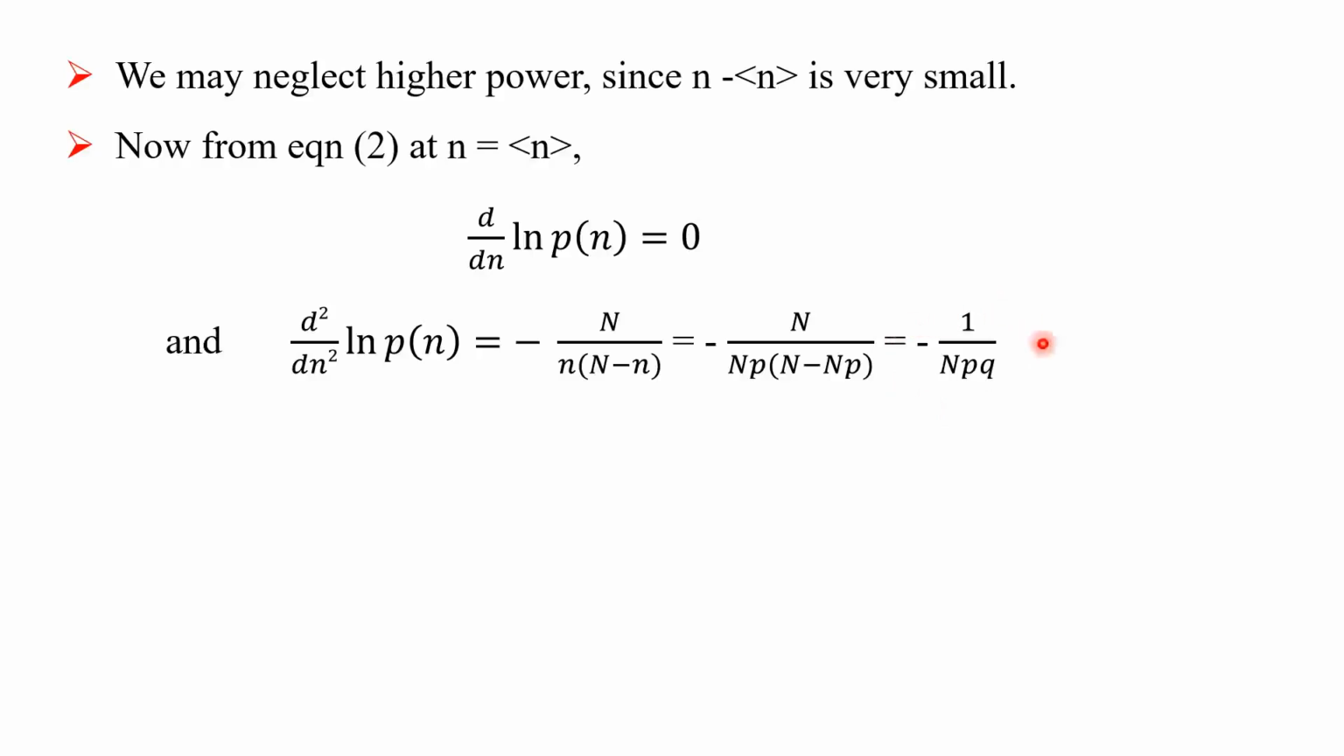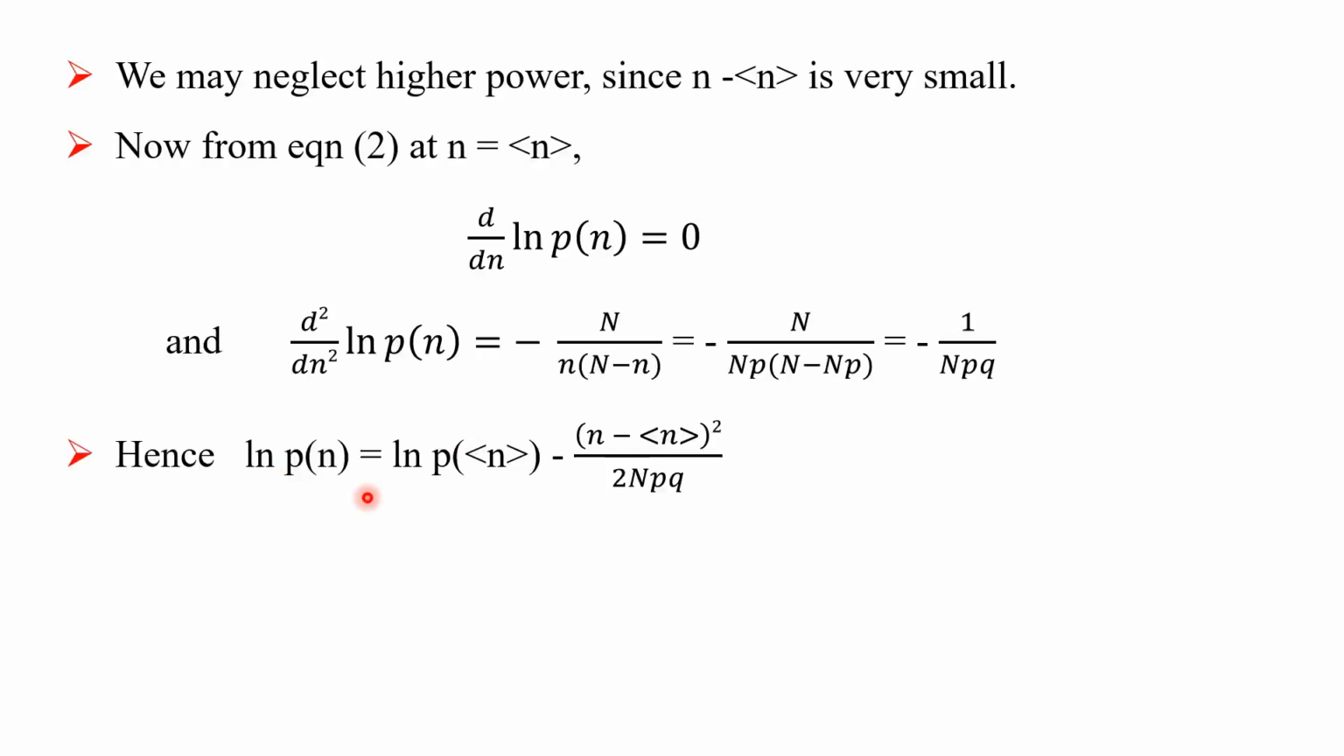We have found the second differential of the ln Pn equation. Hence ln Pn is equal to ln P(mean value n) minus (n minus mean value n) square upon 2NPQ, or also written as Pn is equal to P(mean value n) e raised to minus (n minus mean value n) square upon 2NPQ. This is equation number 5.